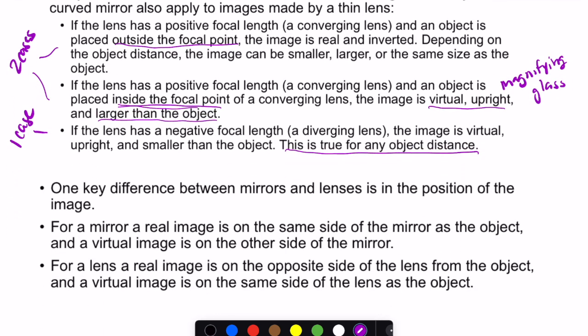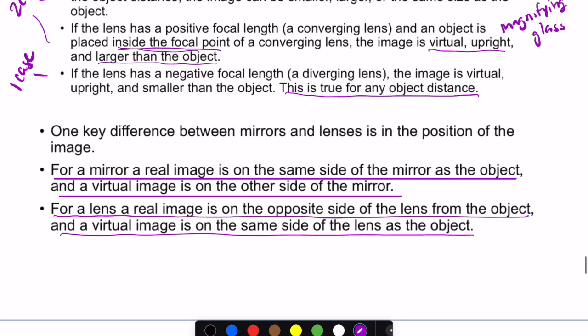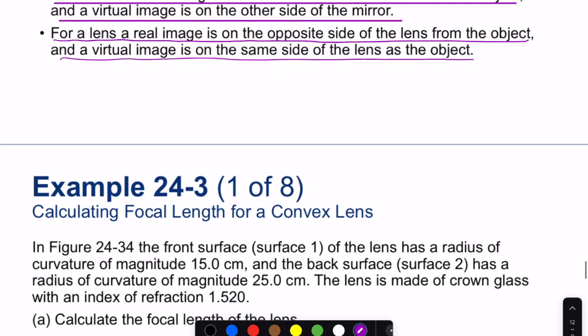So a key difference, just to reiterate, between mirrors and lenses is the position of the image. Where is the image located? For a mirror, a real image is on the same side as the object, and a virtual image is on the opposite side. But for a lens, a real image is on the opposite side of the lens from the object, and a virtual image is on the same side of the lens as the object. So it's very important to understand the differences there. And that's where the sign convention difference is, with d_i. So let's do some examples.